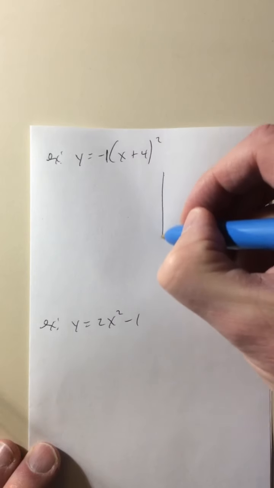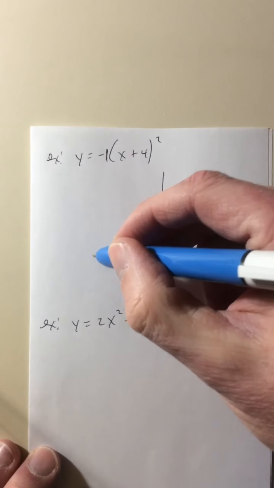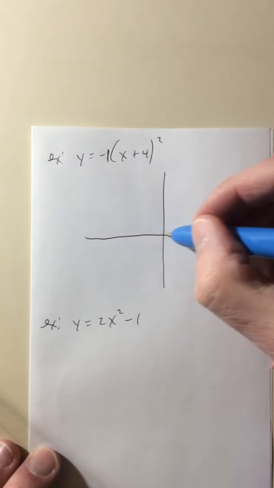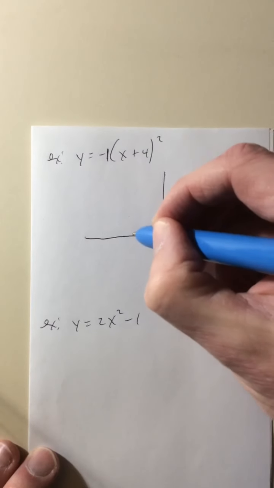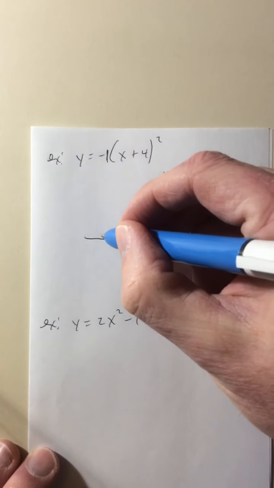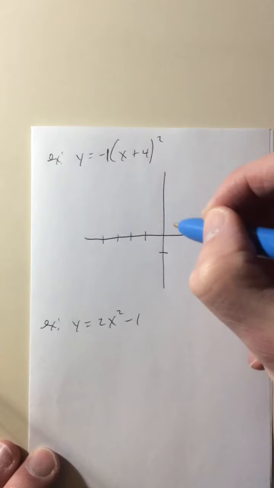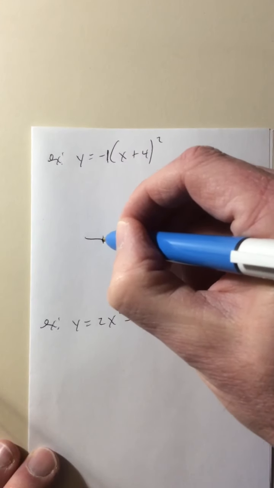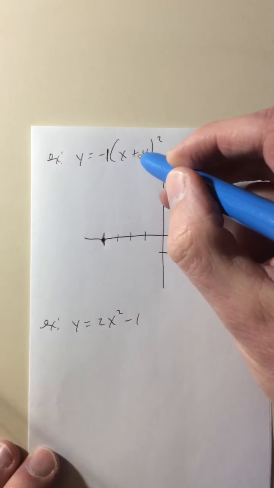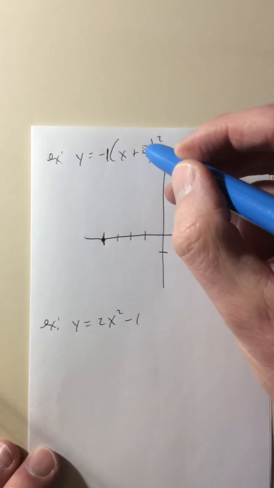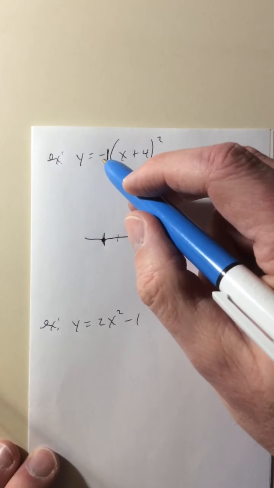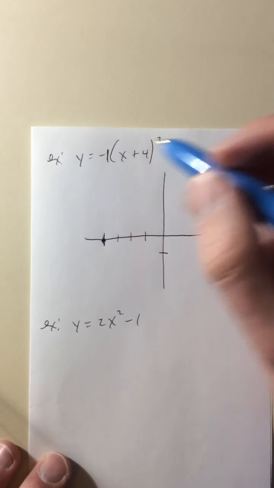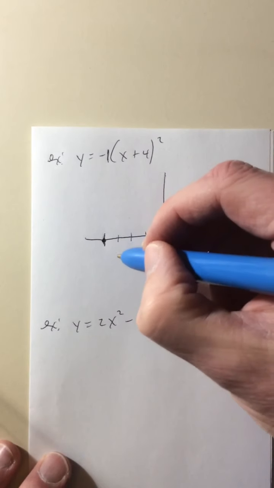So we're going to draw our graph so that we can go to the left 4. 1, 2, 3, 4. So our vertex is usually here, but we're going to move it over to here because it says x plus 4, and we always do the opposite when it's on the inside. And the slope, quote unquote slope, is -1. So it means we're going to go over 1, down 1.